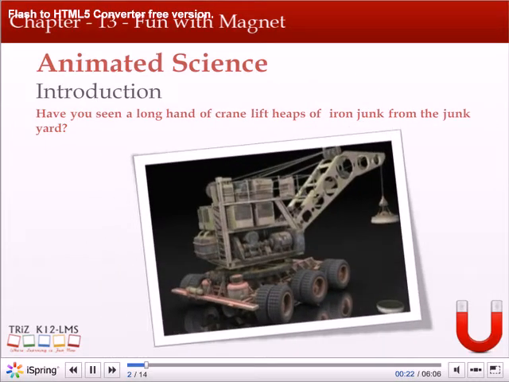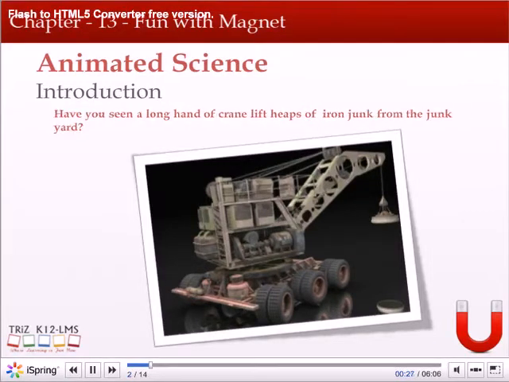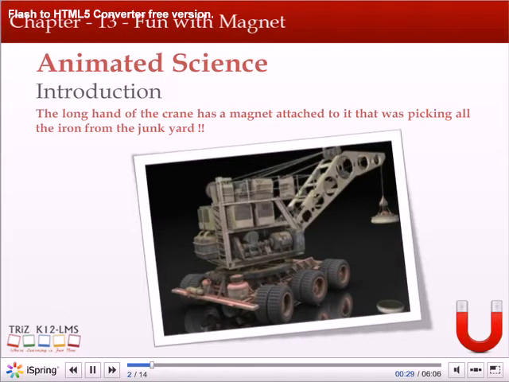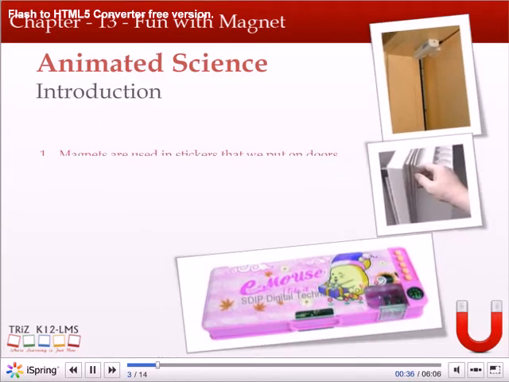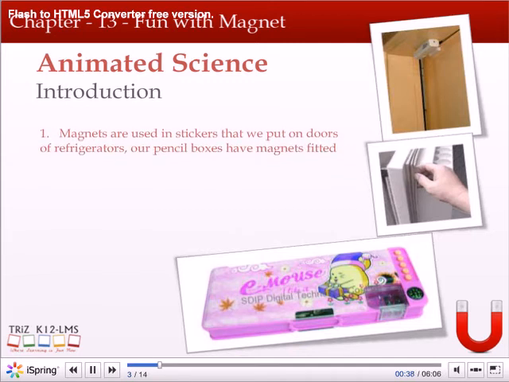Have you seen a long hand of a crane lift heaps of iron junk from the junkyard? The long hand of the crane has a magnet attached to it that picks all the iron from the junkyard. Magnets are used in stickers that we put on doors of refrigerators.